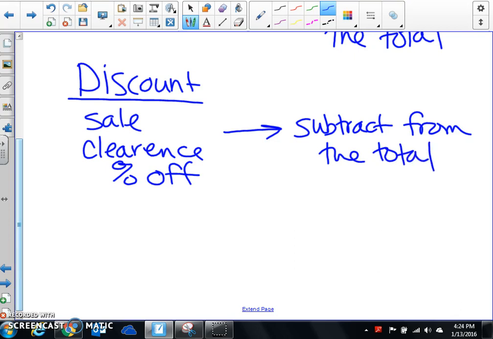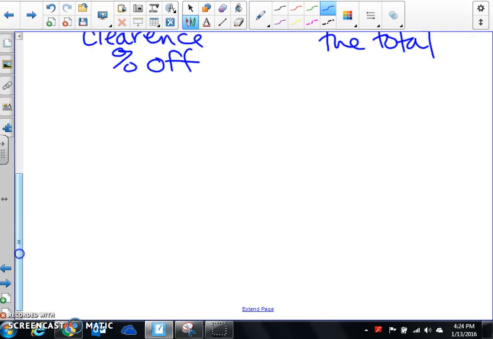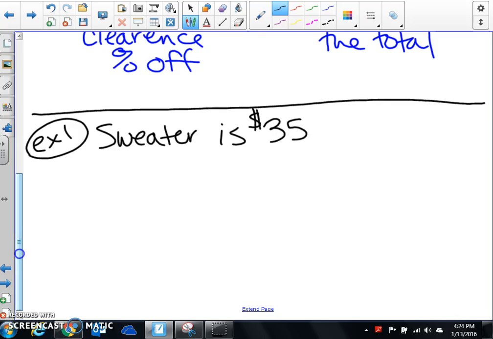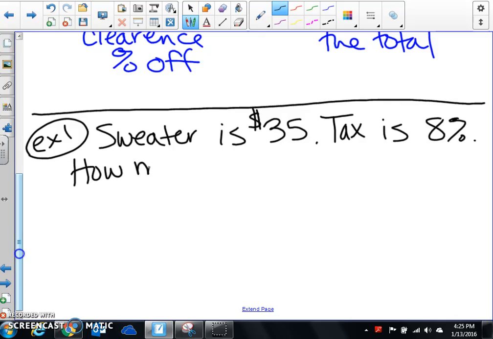Okay? Now, in general, when we see percentages, we need to turn them into decimals. So let's start with just example 1. If they say a sweater is $35, and then they say tax is 8%. How much is the tax? Okay, so how much is the tax?